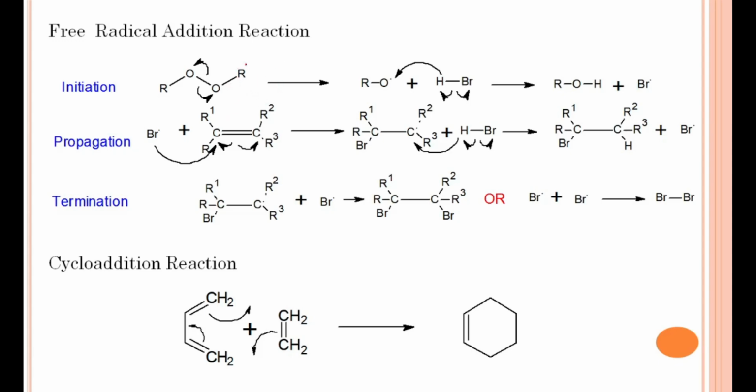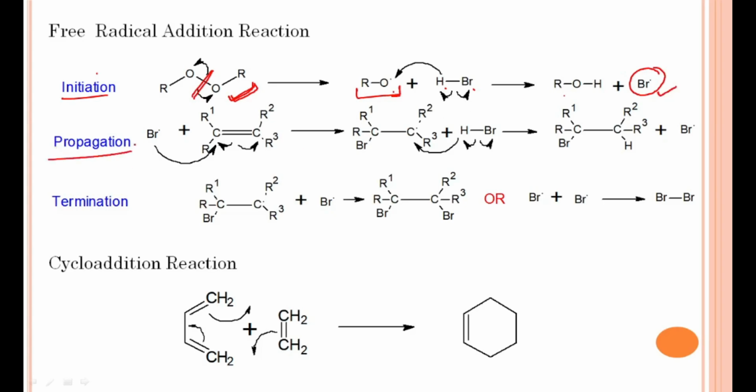Free radicals are elements having an unpaired electron in the outermost shell of orbital. For that we will take an example. Here the peroxide acts as a catalyst for generating the free radical. This peroxide is divided by homolytic cleavage, forming a free radical. This free radical attacks HBr, forming a Br free radical. This is the initiation stage. In the initiation stage, the free radical is generated.